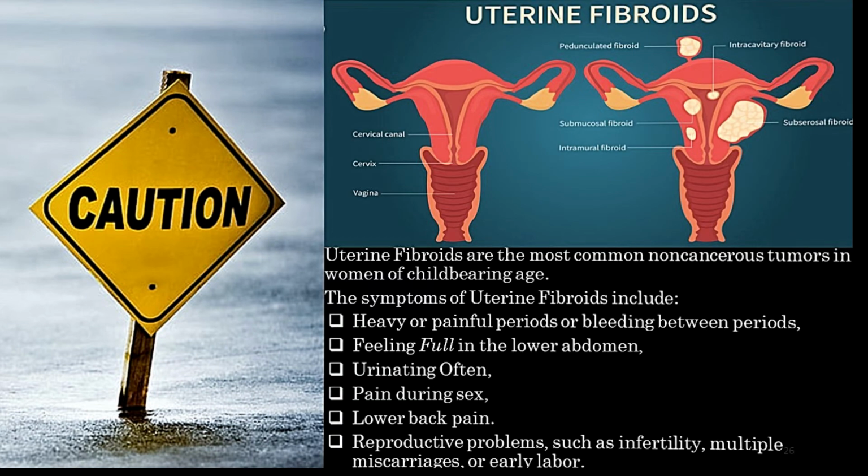Uterine fibroids are the most common non-cancerous tumors in women of childbearing age. The symptoms of uterine fibroids include heavy or painful periods or bleeding between periods, feeling full in the lower abdomen, urinating often, pain during sex, low back pain, and reproductive problems such as infertility, multiple miscarriages, or early labor.